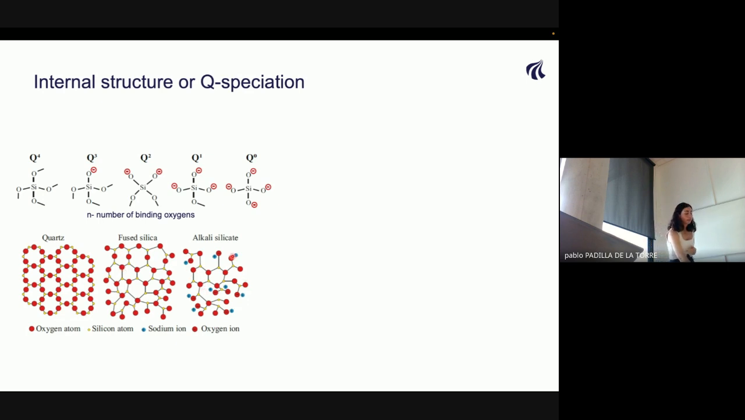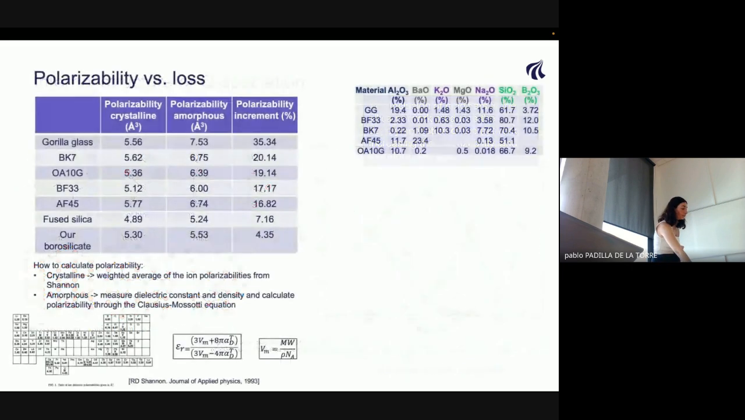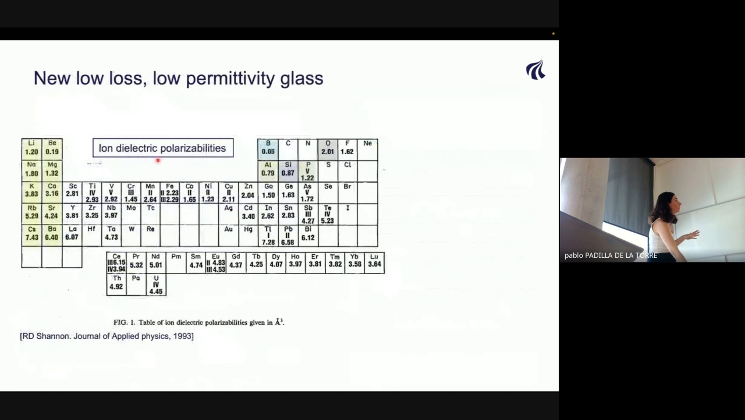And when we have a glass, then this network starts to disconnect in places, and we have the elements that we are adding here connected to the oxygens. This graph is just to show that if we increase the amount of modifiers that we add to our network, then the structure becomes full of these lower Q units. So what we were thinking is, if we can decrease the polarizability of the material, then we can obtain lower loss. I will skip this.